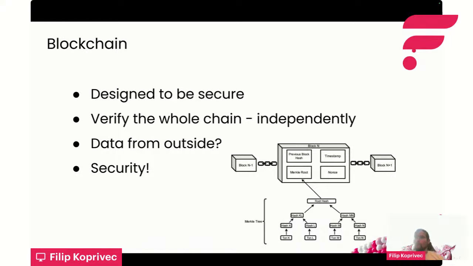So we already know why we are on blockchain. The main purpose of blockchain is that it is designed to be secure. So the ability to know that everything you're doing, the whole computation part, the whole consensus part, everything you're doing is secure, and security is your main focus.